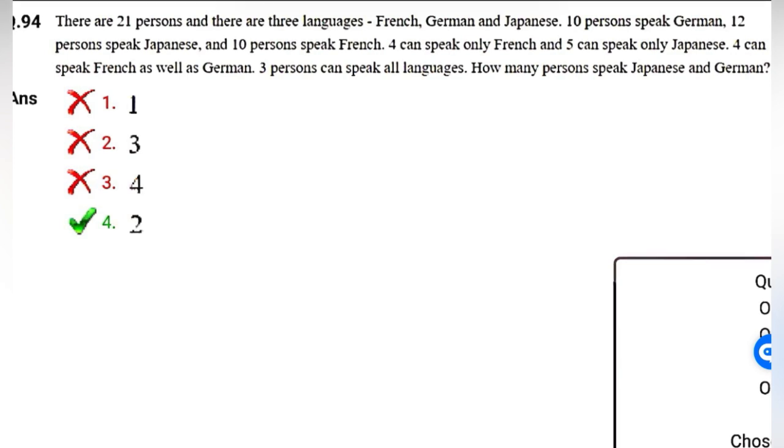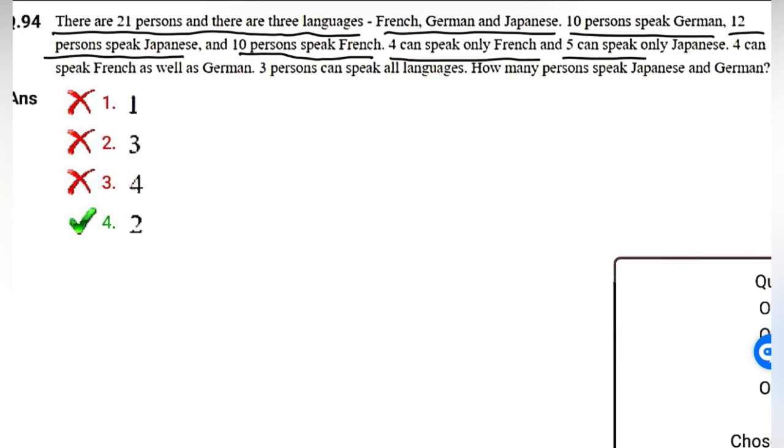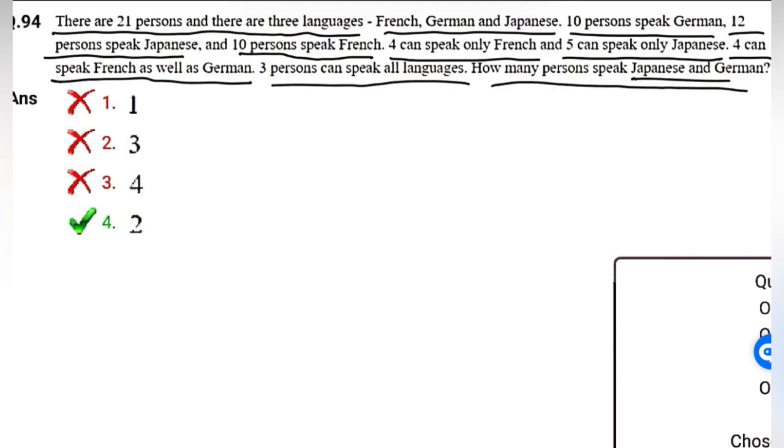There are 21 persons and there are 3 languages: French, German and Japanese. Ten persons speak German, 12 persons speak Japanese and 10 persons speak French. 4 can speak only French and 5 can speak only Japanese. 4 can speak French as well as German. 3 persons can speak all languages. How many persons speak Japanese and German?